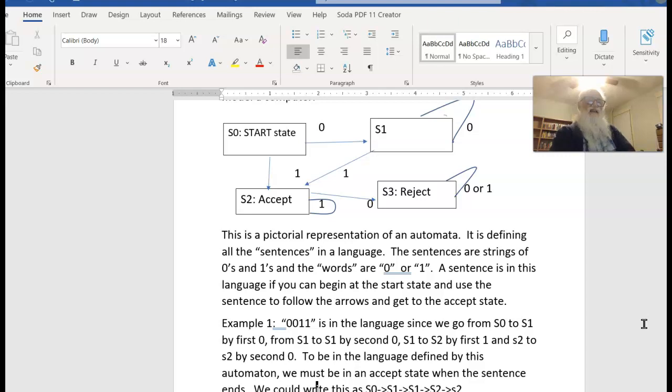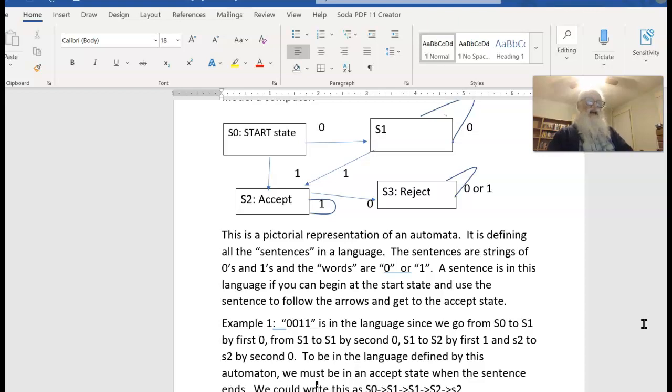0011 is legally formed. Start in the start state, S0. The 0 takes us to S1. The second 0 takes us to S1 again. The 1 takes us to S2, and the second 1 keeps us in S2, and we've finished all the input, and we're in an accept state. So everything's fine.